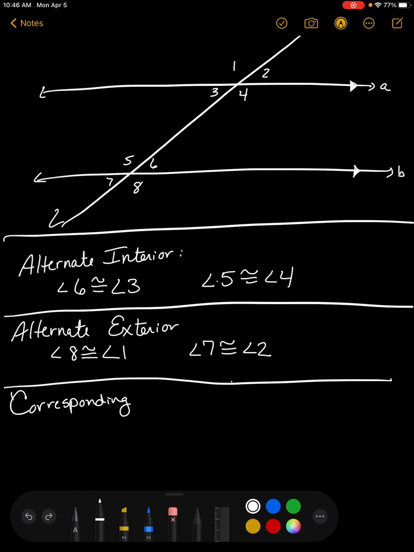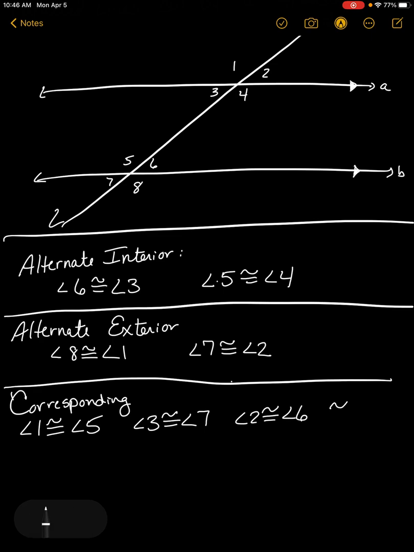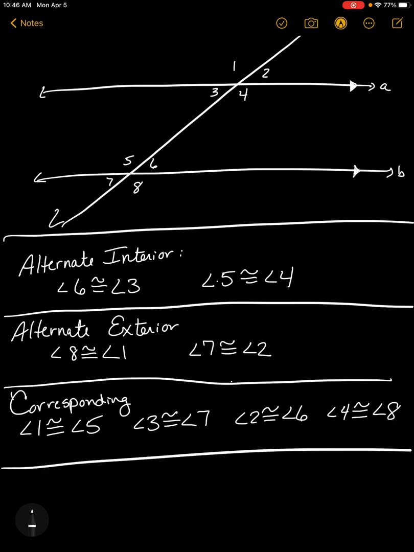So we know that, we'll just start with angle 1 is congruent with angle 5 because it corresponds. We've got angle 3 congruent with angle 7. That's a corresponding pair. Angle 2 is congruent with angle 6. And we've got angle 4 is congruent with angle 8. You have 4 sets of corresponding angles.